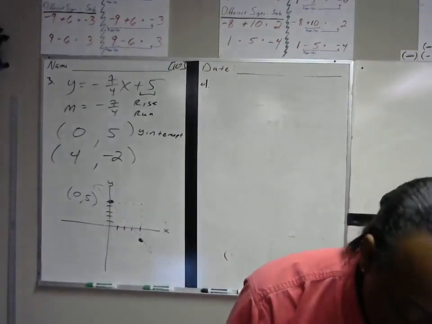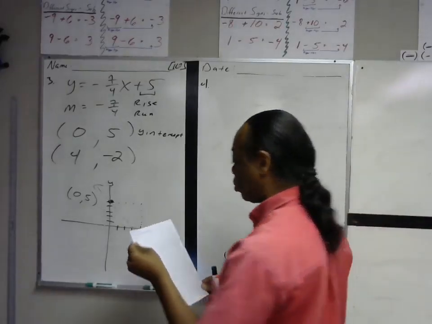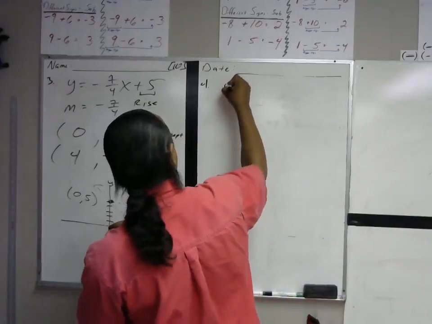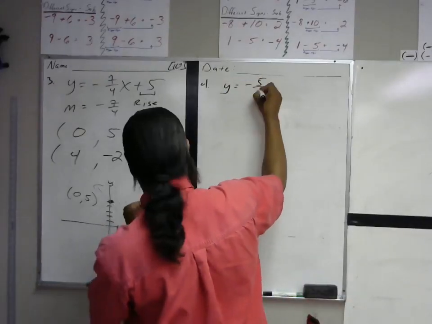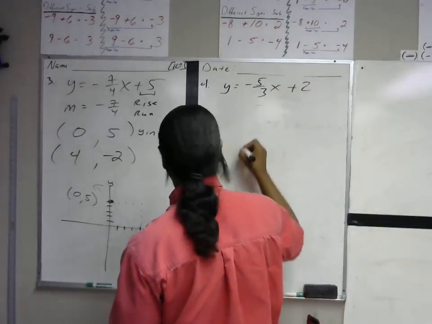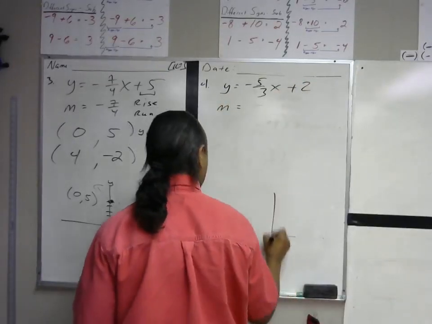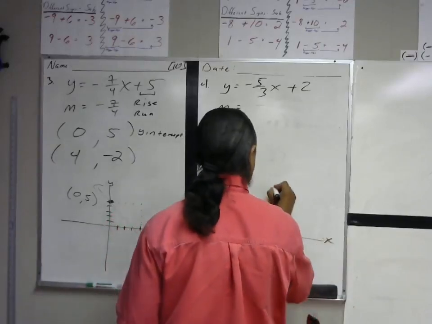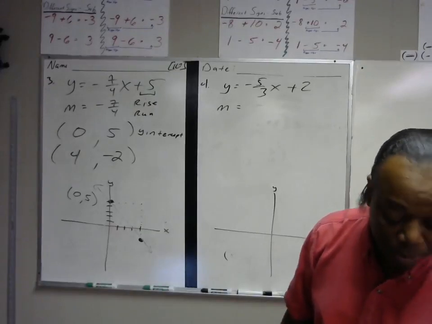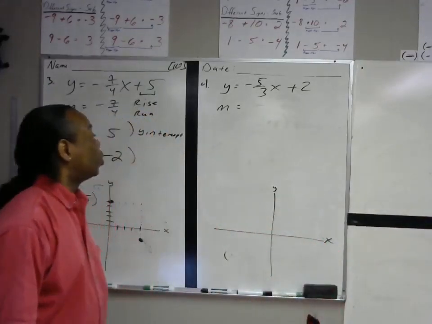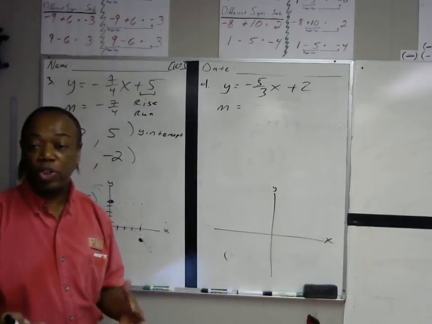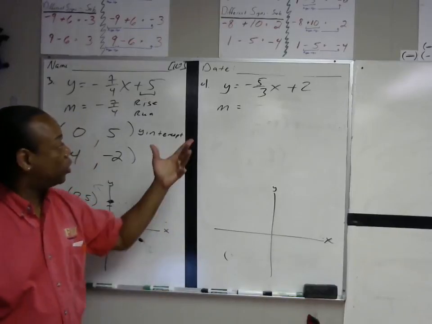Okay, number 4. Number 4, we're going to deal with the negatives one more time, because the negatives do pop up a lot, so I want you guys to get used to them. So, first, what is the slope of this equation?